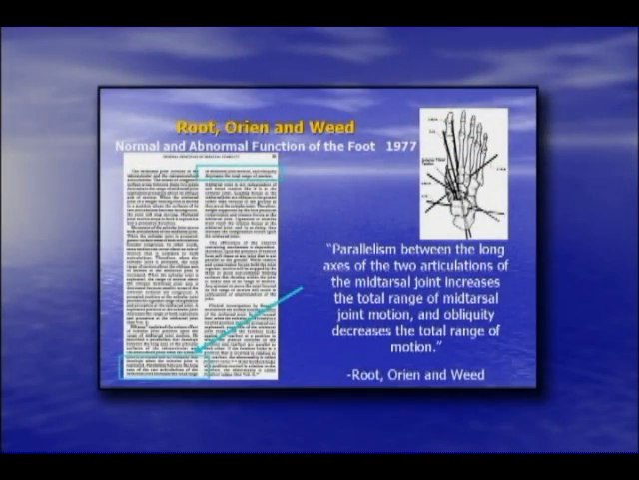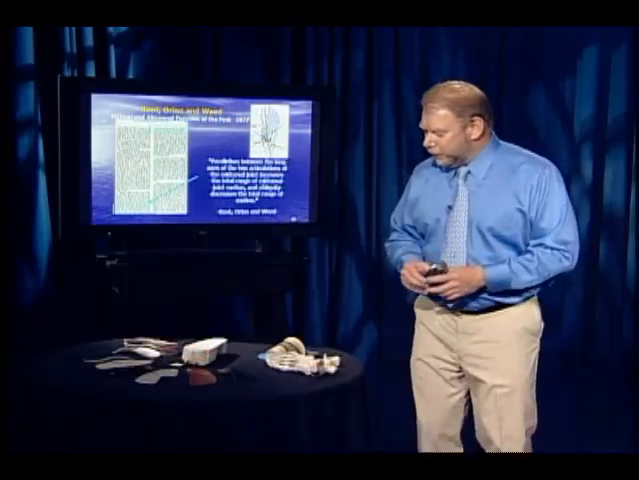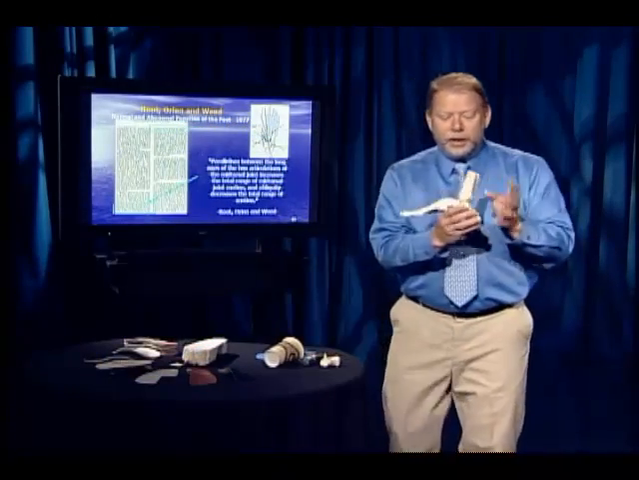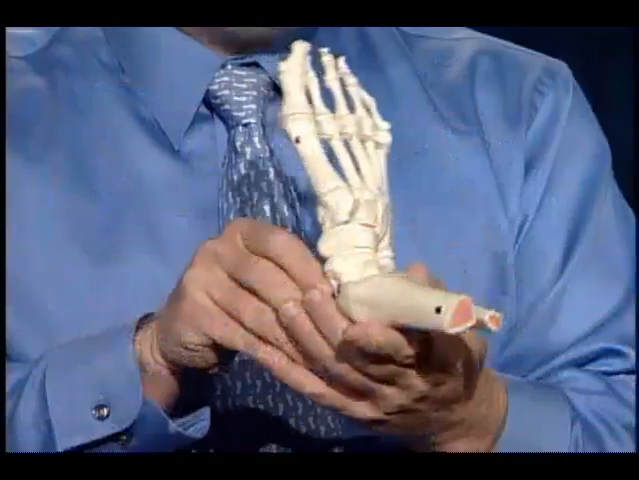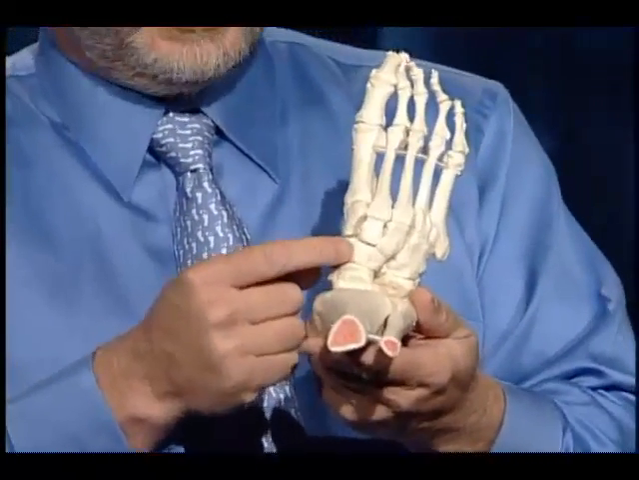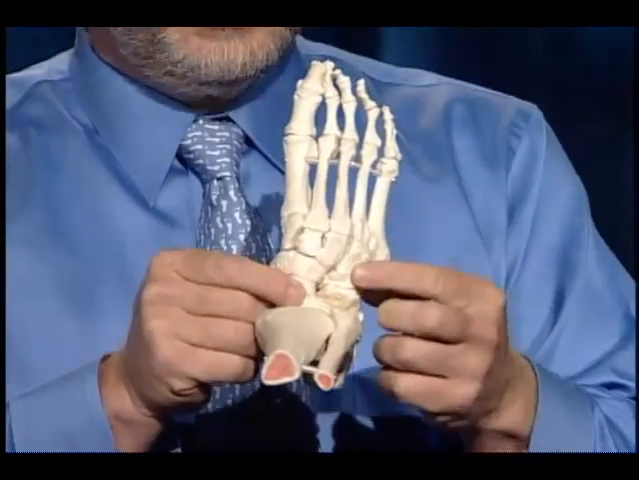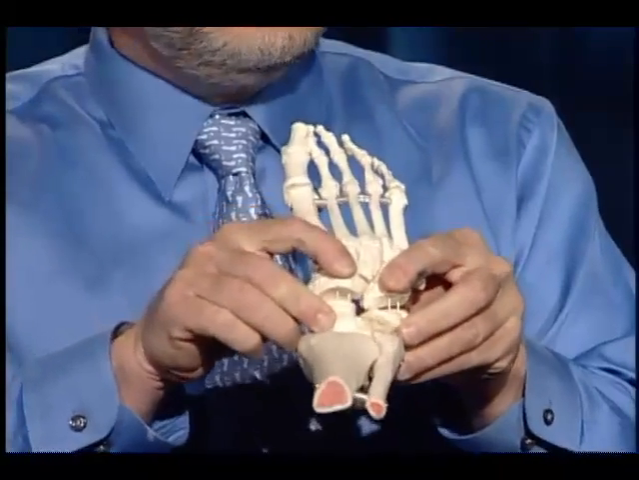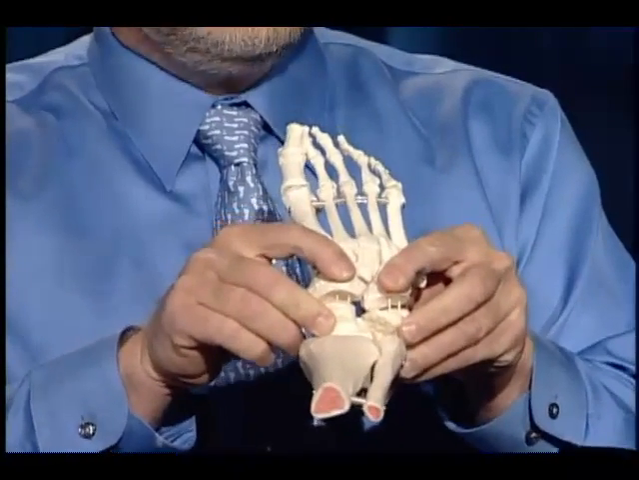Page 80, they write, "Parallelism between the long axes of the two articulations of the mid-tarsal joint increases total mid-tarsal joint range of motion, and obliquity decreases mid-tarsal joint range of motion." Let me translate that to English. What they're saying is, in front of the subtalar joint are two joints, the talonavicular and the calcaneocuboid. Together, those two joints make up the mid-tarsal joint.